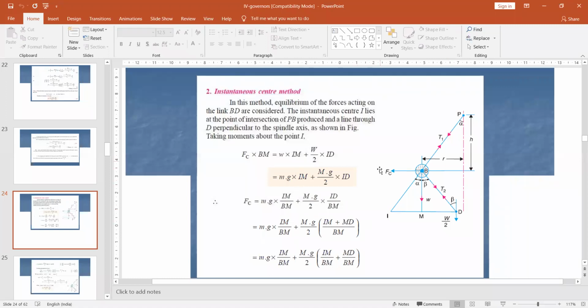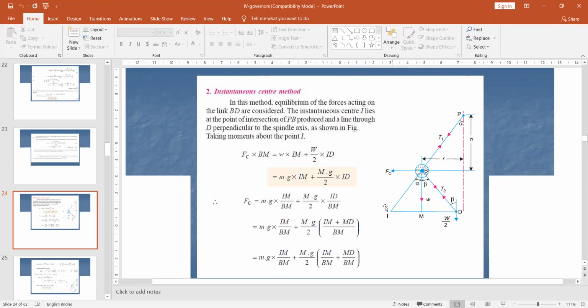Now all of you observe that here we may state that the instantaneous center I lies at the point of intersection of PB produced and a line through D perpendicular to the spindle axis.